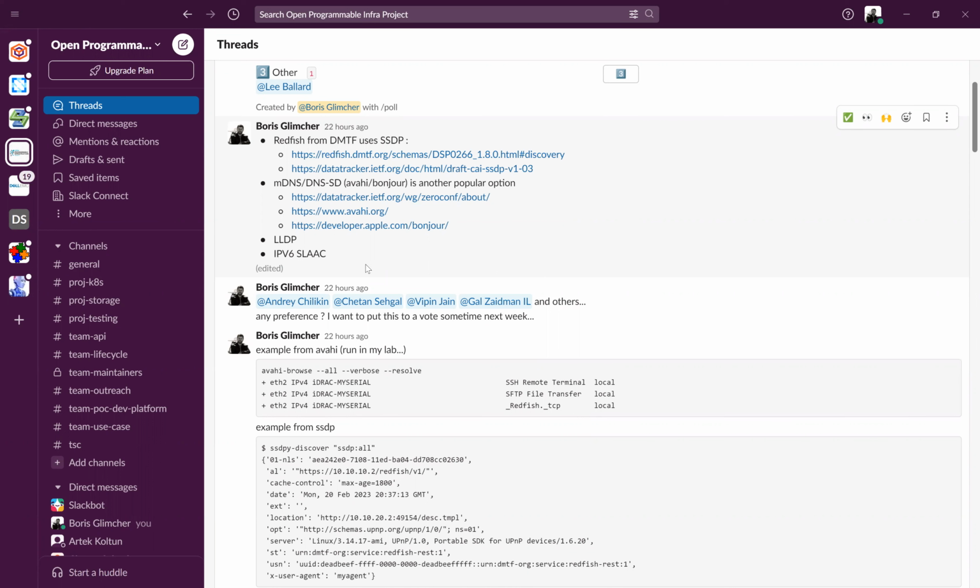I'm listing options: SSDP, multicast DNS, LLDP, IPv6 SLAAC, for example, for zeroconf or IPv6 to avoid conflicts. All of those are options. I just wanted to hear different people's opinions on how we approach this.